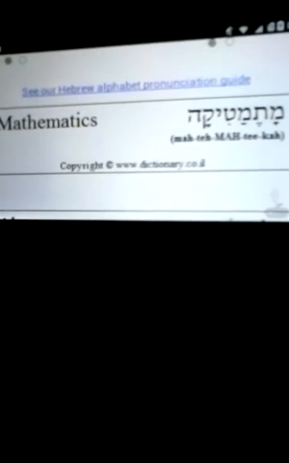Both of the words mathematics and matematika show the year 2015. The English word for mathematics and the Hebrew word for mathematics show the year 2015.